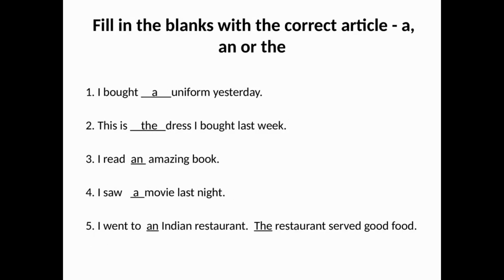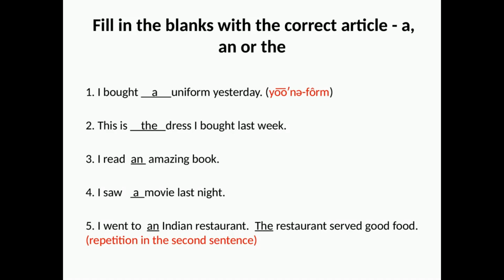Here are the answers. I'll help you with the first and fifth one as it may seem difficult. In the first sentence, we use the article a before the word uniform because it's pronounced as yuniform, which is a consonant sound. In the fifth sentence, we use the article a because we are not talking about any particular restaurant. We use the to give more information about the same restaurant in the second part of the sentence.